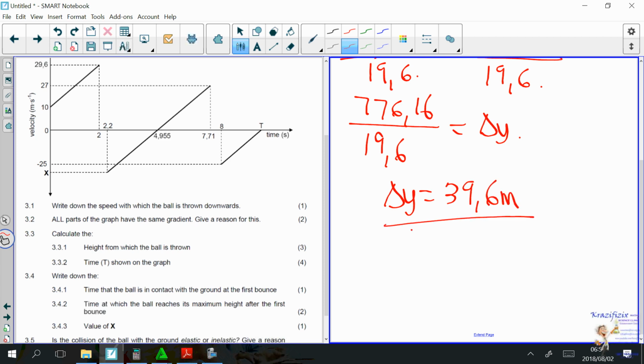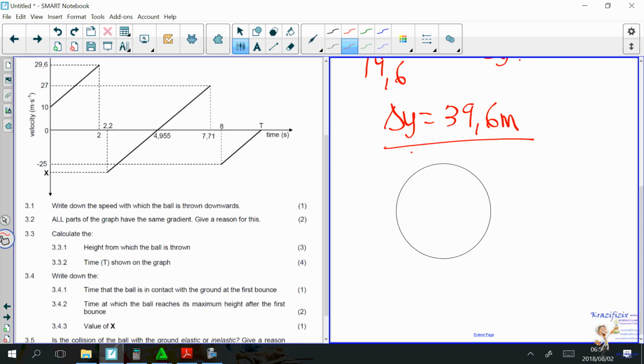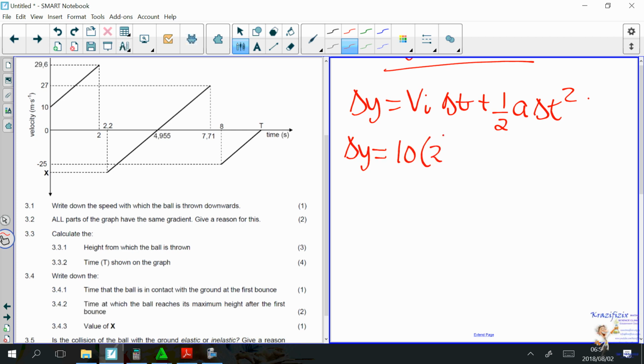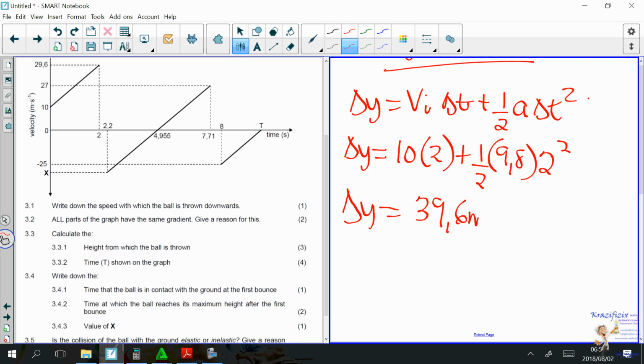Good. Now that's just one option, because from the formula, if you go back to the data you have written down, I can also use delta y equals vi delta t plus half a delta t squared. I'm looking for delta y. I know my initial velocity is 10. My time is 2, plus half, 9,8, times 2 squared. Put this on your calculator straight. You're going to have 39,6 meters. Again, it's 1 mark, and 1 mark. It's 3 marks. All right?